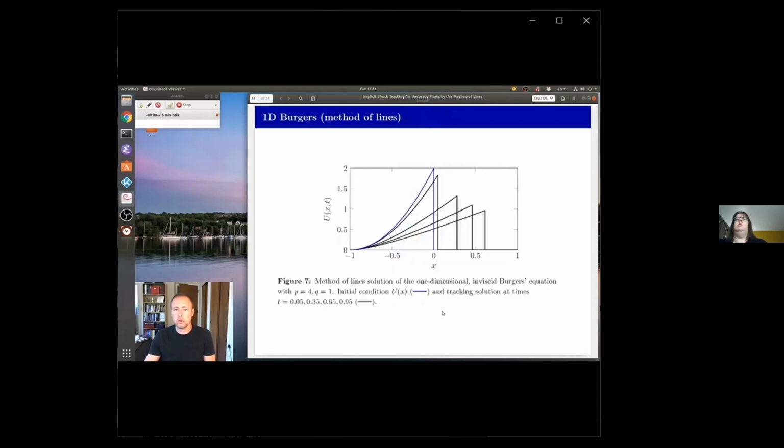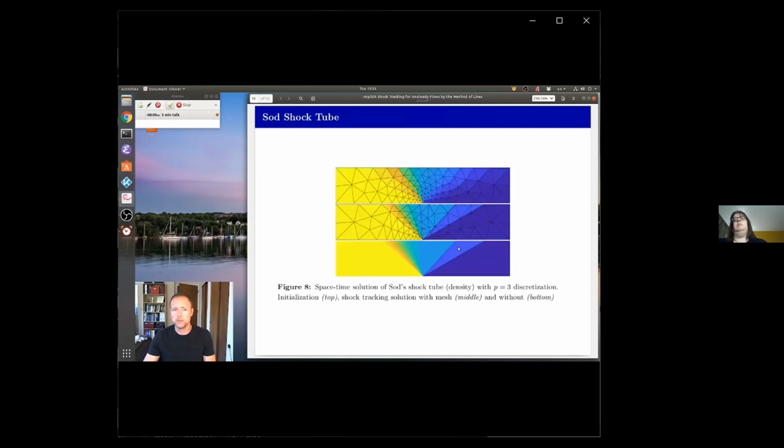Here is 1D Burgers using method of lines. You can see the typical characteristics of extremely sharp features without an excessive number of elements. You cannot see the mesh here, but it's basically just moving the interfaces between these elements along with the problem, without knowing, of course, beforehand where it is.